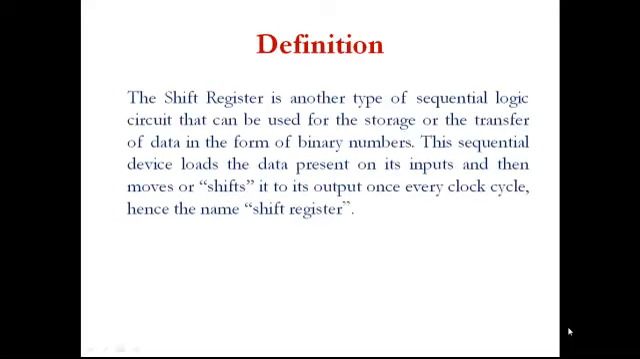Like a shift register is a sequential circuit in which we are transferring the data from one binary number to another binary number. Okay, so this sequential circuit loads the data present on its input and then moves or shifts it to the output once per every clock pulse. Hence the name shift register. Okay, so this is the definition of the shift register.